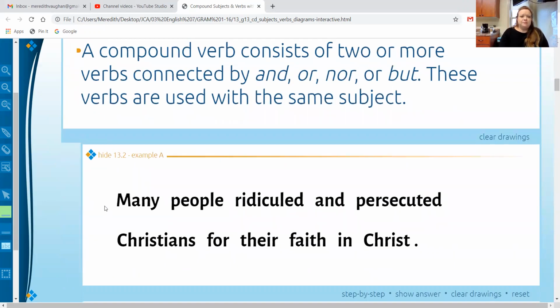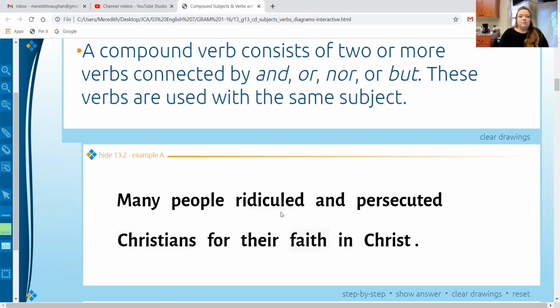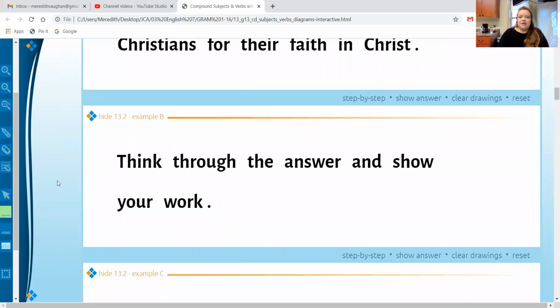Okay, so many people ridiculed and persecuted Christians for their faith in Christ. So as always, we look for a verb first. Ridiculed is an action word, persecuted is an action word, and then you can go ahead and find your subject too. Make sure there's not a compound subject as well. But people both ridiculed and persecuted Christians.